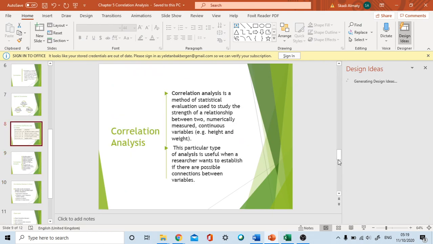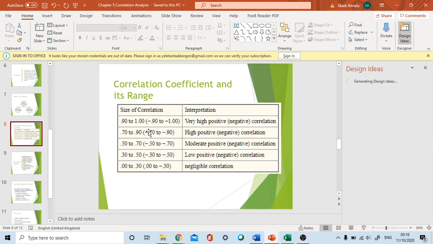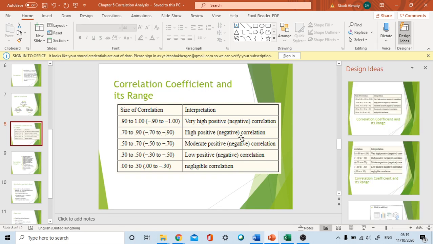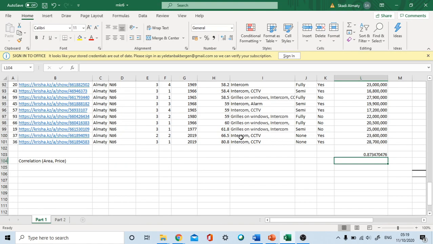Let's come to our interpretation. It shows us a high positive correlation. It means it highly positively influences the price: if area increases, my price will increase. The correlation is 0.87.